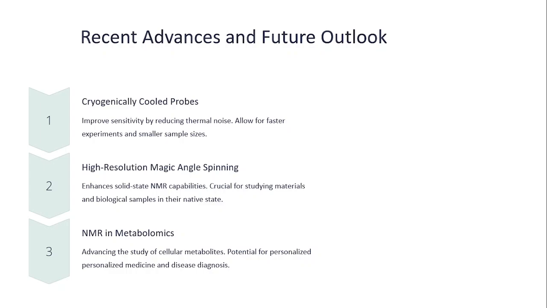Now let's touch on some recent advances. Cryogenically cooled probes, for instance, improve sensitivity by reducing thermal noise, allowing for better signal detection. High resolution magic angle spinning, that is HRMAS, is another advancement used in solid state NMR for improved resolution. Another fascinating field is metabolomics, where NMR is used to analyze metabolic profiles in cells. This approach has application in disease research and diagnostics, offering insights into the molecular composition of biological samples.